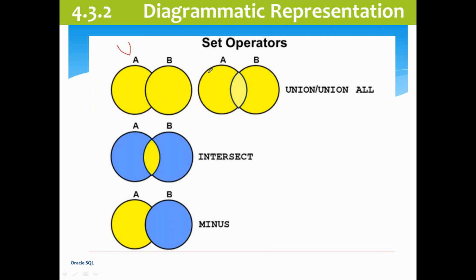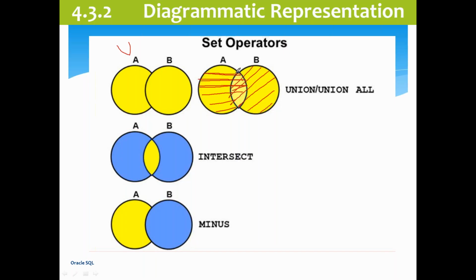So in union all, what is happening? This is one set, A is a set, and B is another set. Two sets are there. Whenever we use union all, all the values from set A will come, so all these are set A values. Now all the values of set B will also come. These are set B values. So all are highlighted in yellow in this diagram.